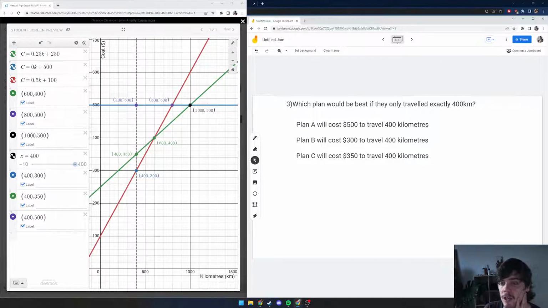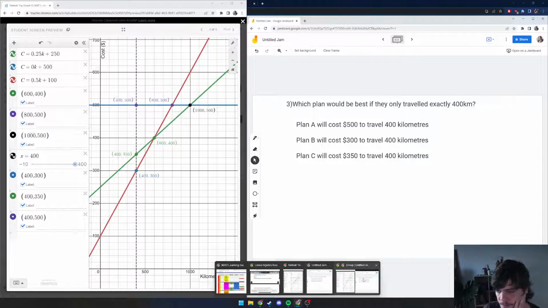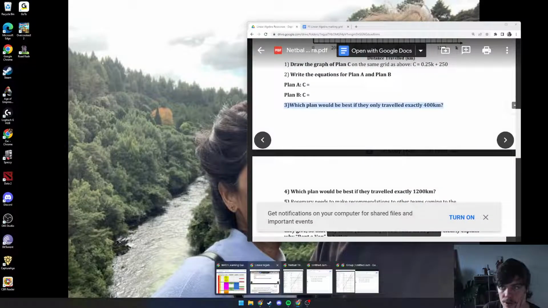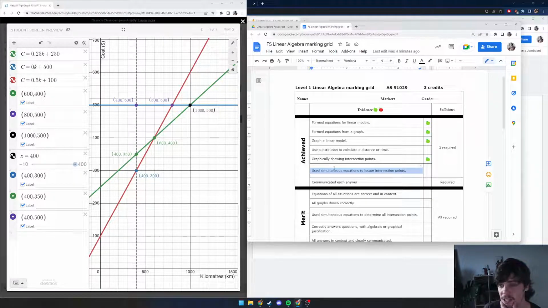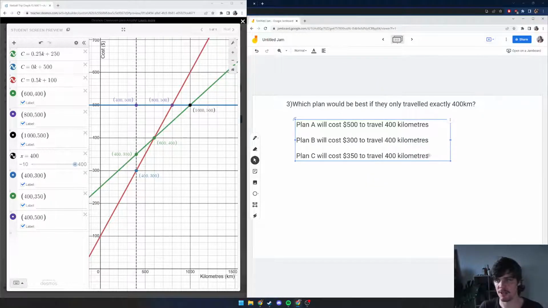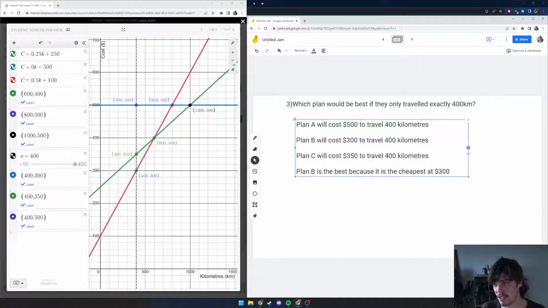Let's have a look at how we are going for getting some marks. Cool. So which plan would be best? We haven't actually answered the question yet, but what we have done is graphically shown some more intersection points, and we didn't even use substitution. I'll show you how we do substitution in a second. But I need to write an answer here. Plan B is the best because it is the cheapest at $300. So that's in context, I've answered that.